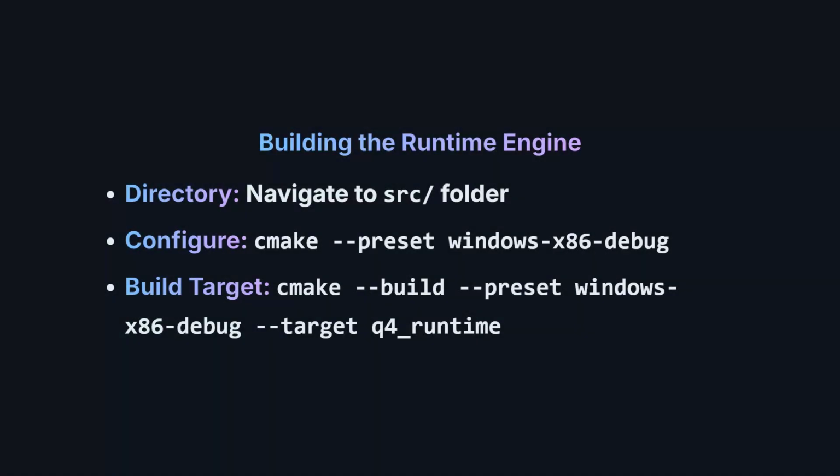Building this reconstructed engine is surprisingly modern and streamlined thanks to a unified CMake configuration. By executing CMake presets for 32-bit Windows debug builds, developers can generate the complete runtime executable and test unreleased expansion content against retail assets without dealing with legacy Visual Studio project bloat.